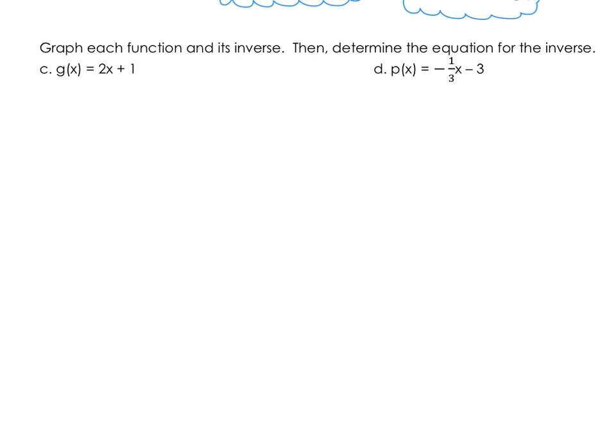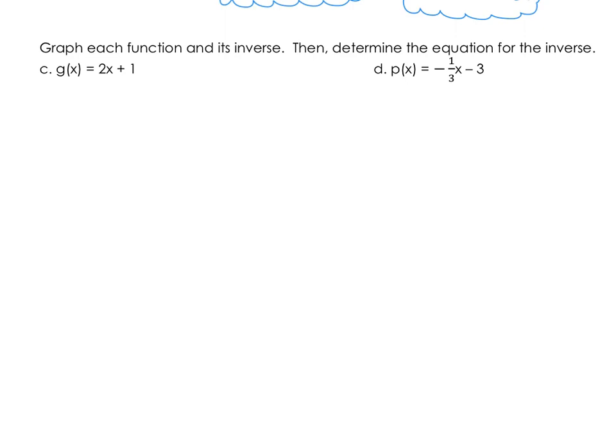These are the last 2 examples for this page, so use all the space that you need. It says graph each function and its inverse. We are going to sketch a graph for each of these. Then determine the equation for the inverse. We have g of x equals 2x plus 1. And over here on the right, p of x equals negative 1/3 x minus 3.